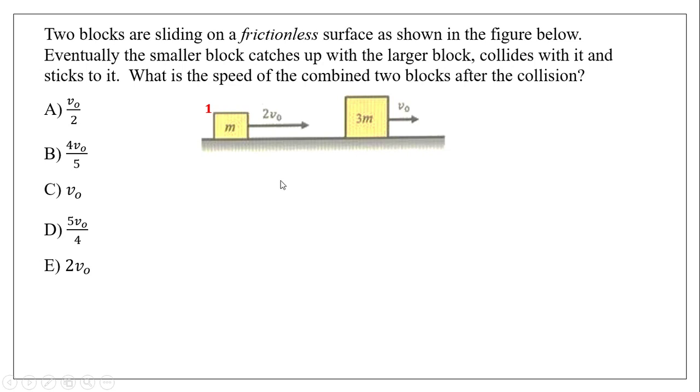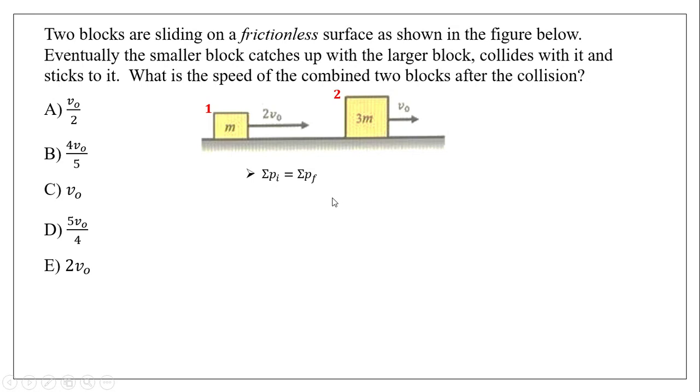It wants us to find the speed of the combined block, so I'm just going to call the block on the left block 1. I want to call this block on the right block 2, just for the sake of subscripts. So I'm just going to set up conservation of linear momentum. Net momentum initially equals net momentum in the final frame.